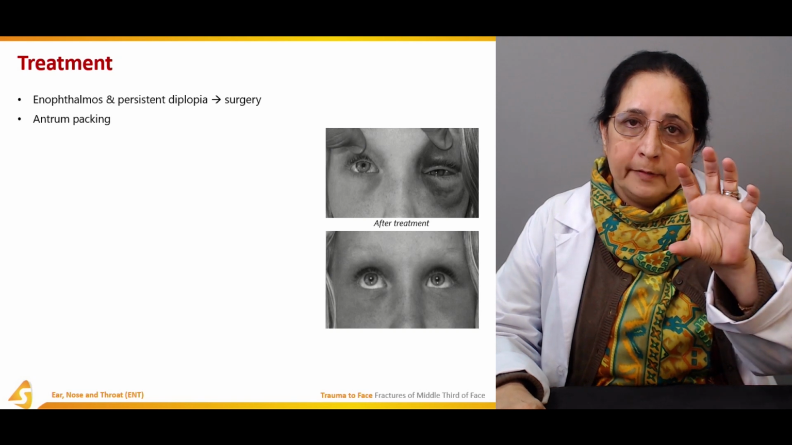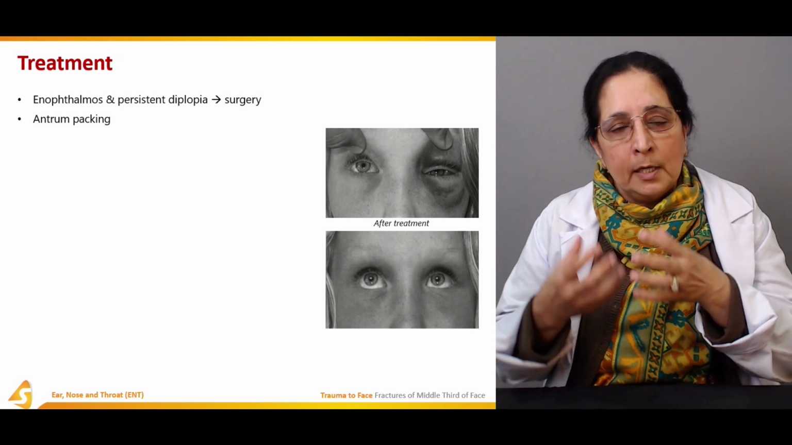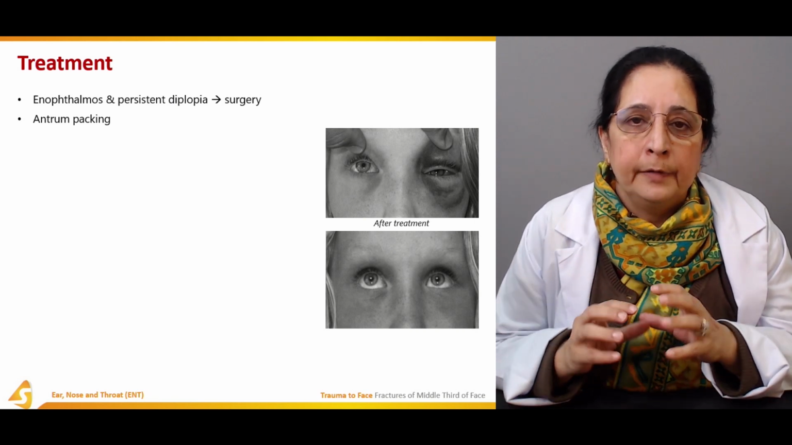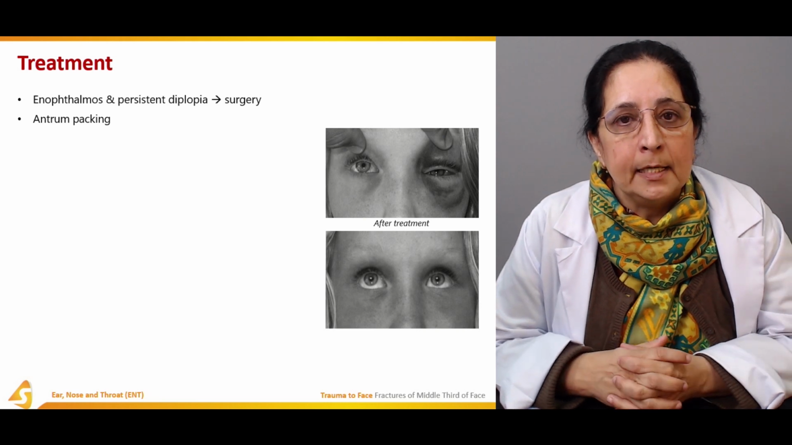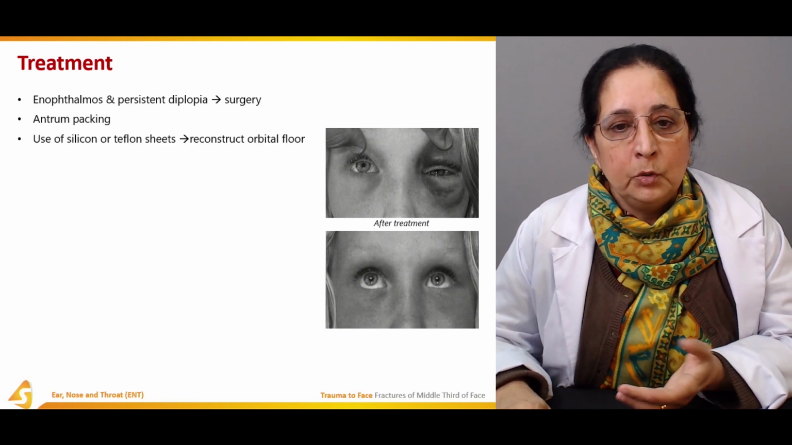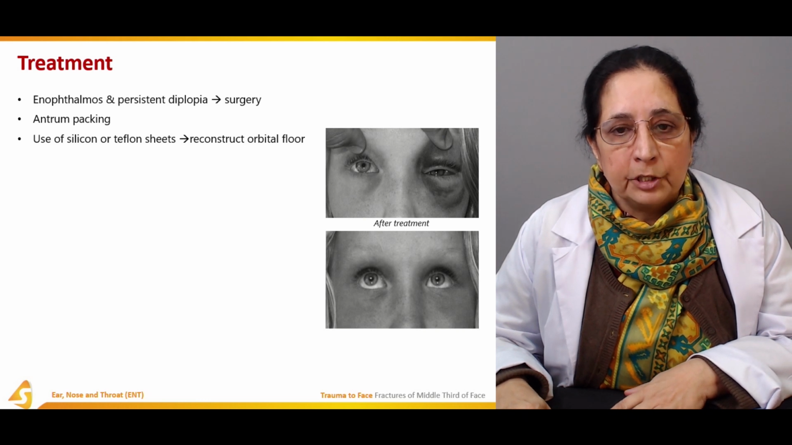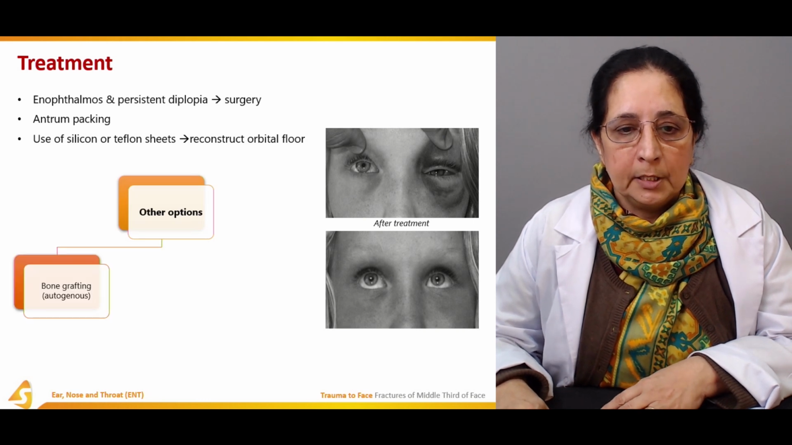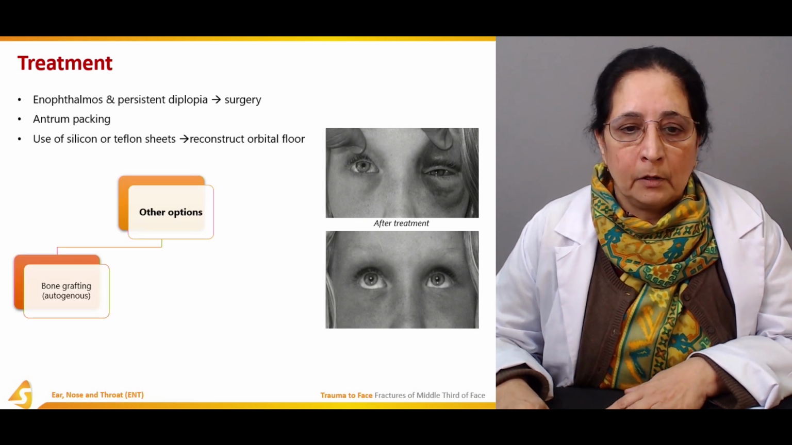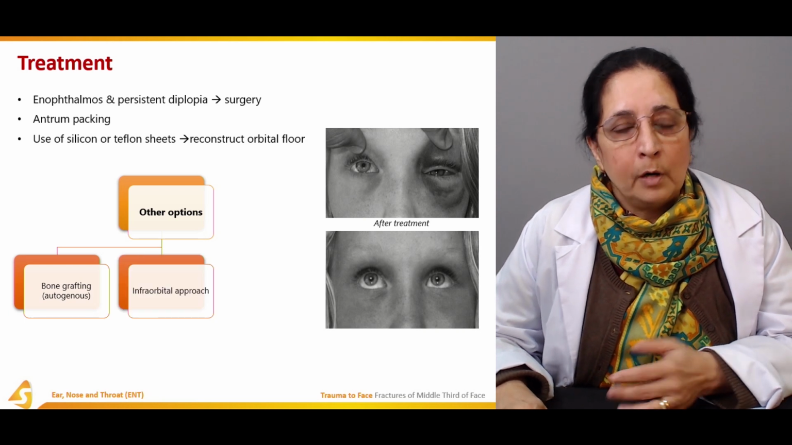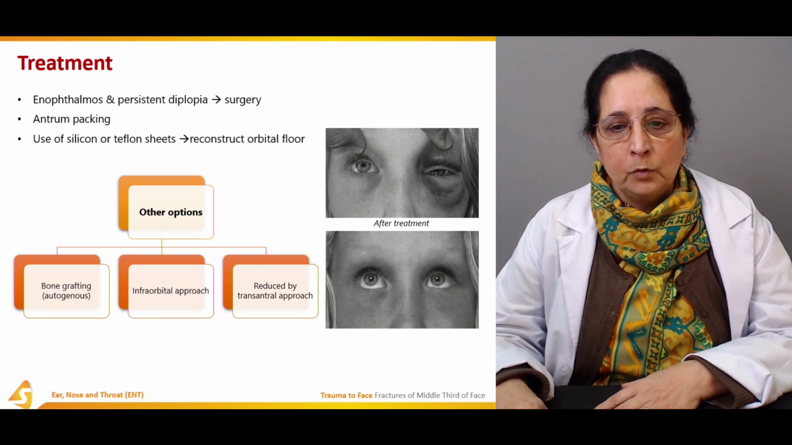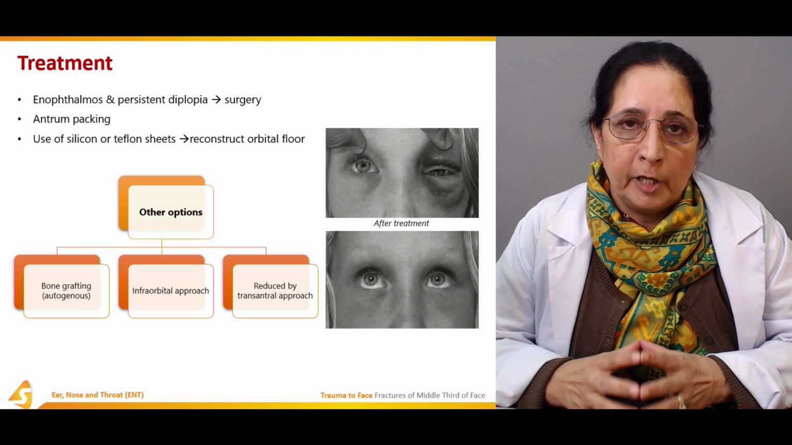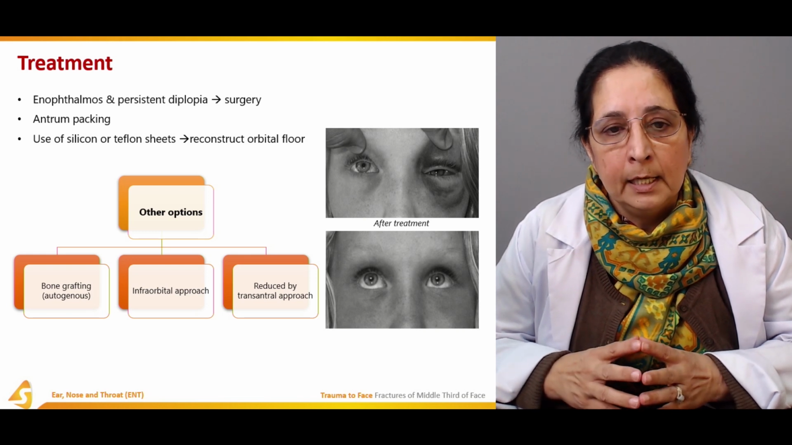Exophthalmos is bulging of the eyeball out. Enophthalmos is inward bulging or inward pushing of the eyeball. Antrum packing is performed. Use of silicone or Teflon sheets to reconstruct the orbital floor. Other options can be bone grafting, autogenous, infraorbital approach, and reduction by transantral approach. So all these are different treatment options available for the repair.